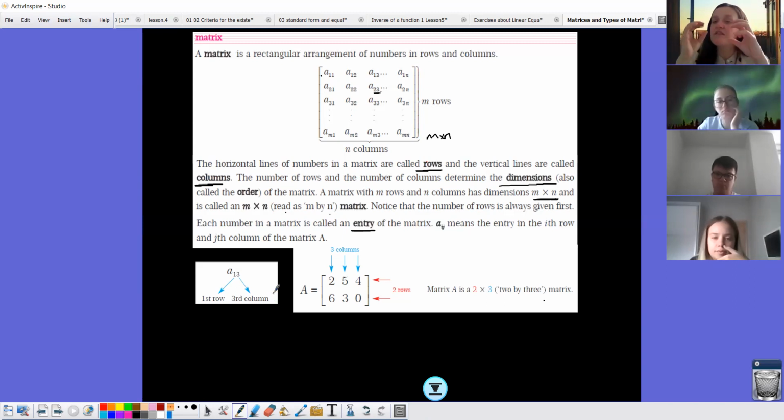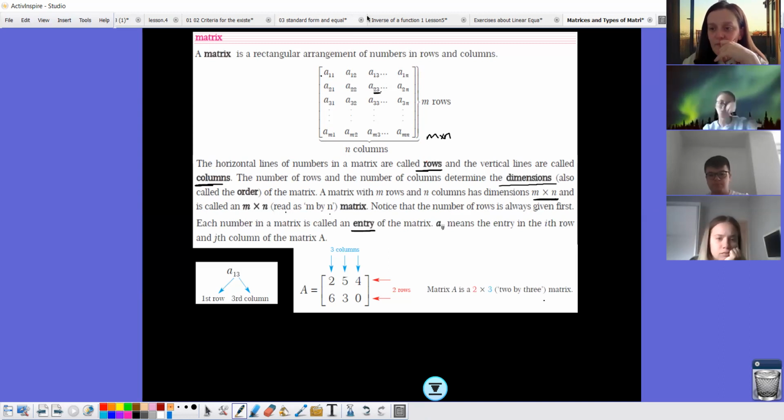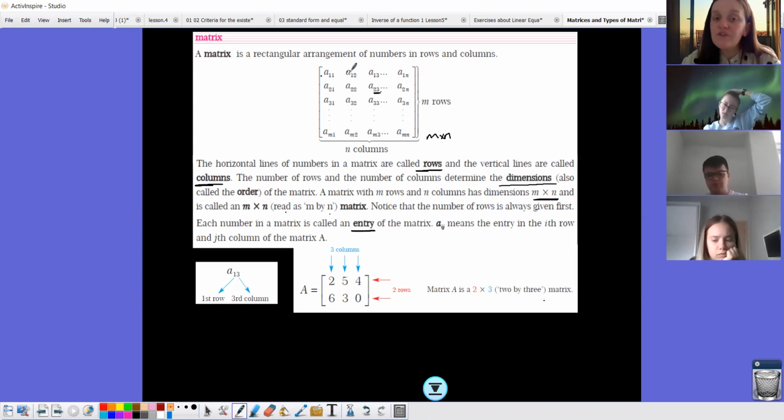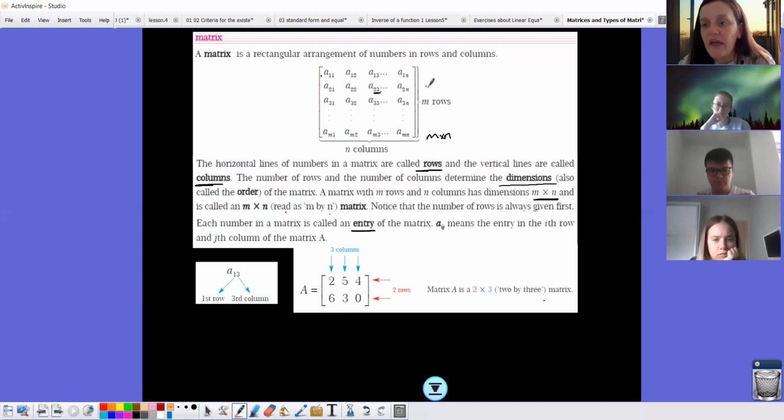Did you understand? These are the words that we'll use when we solve matrices. We will have row, column, dimension, entry. Is it clear? Teacher, can you explain one more time about entry? Entry, every number in the matrix is called an entry.